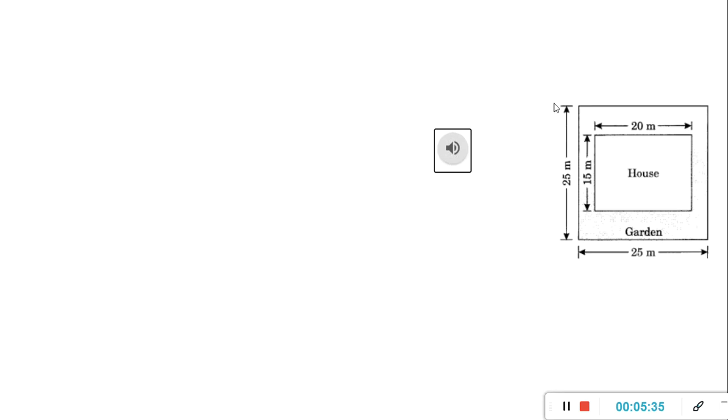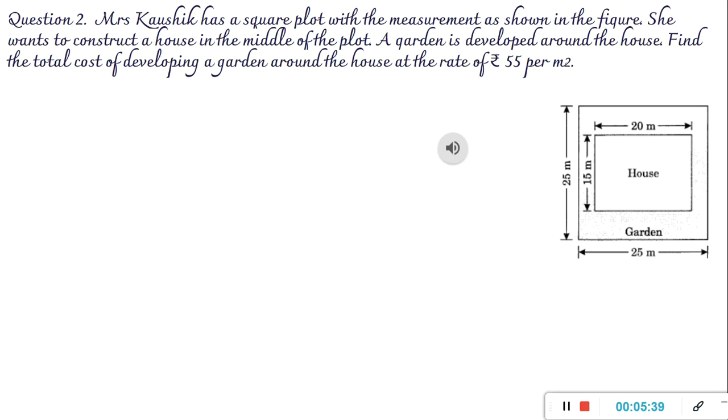Now question number 2. Mrs. Kaushik has a square plot with the measurement as shown in the figure. She wants to construct a house in the middle of the plot. A garden is developed around the house. Find the total cost of developing a garden around the house at the rate of rupees 55 per meter square. So here the picture is given.